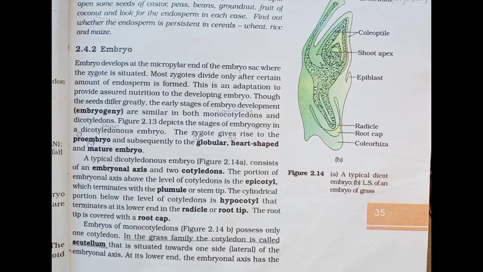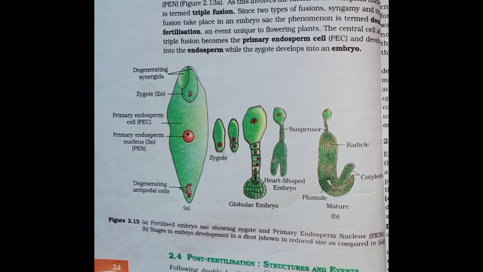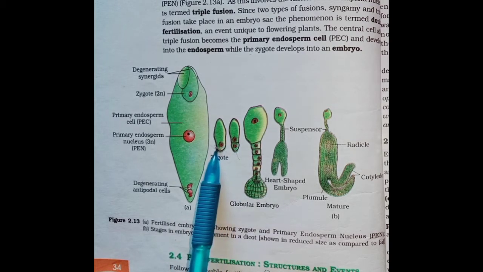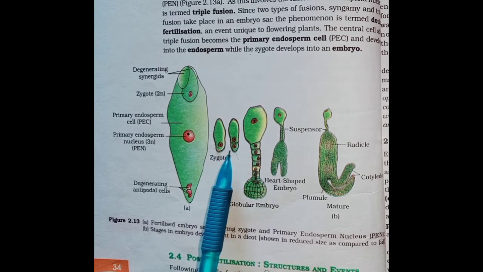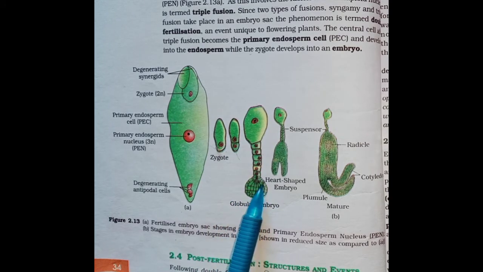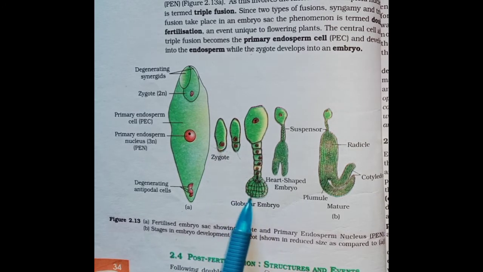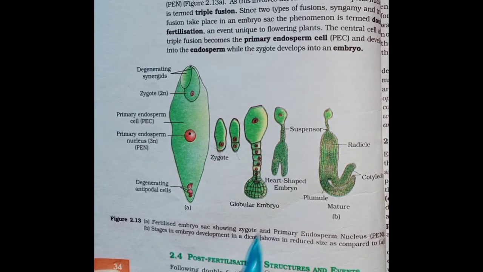So let's look at it in the figure. We say that the zygote will give rise to number 1 proembryo, number 2 globular embryo, number 3 heart-shaped embryo, and number 4 mature embryo, right? As you can see from this figure, this is our zygote. So this zygote will give rise to the proembryo, and next the globular embryo. This looks like a globe, so it is called globular embryo.